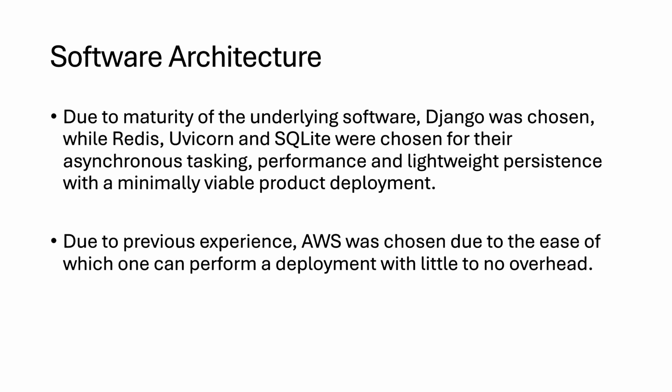Now, due to previous experience, AWS was chosen due to the ease with which one can perform deployment with little to no overhead. I go to my default VPC, make sure I have a public subnet, boot up my EC2 instance, and boom, I'm good. I'm not doing ECS tasking. I'm not doing Lambda functions with static hosting. It's just a pure EC2 instance, and then eventually we can branch out as we move on from the MVP, which I plan on doing as I get back into the swing of doing production deployments.